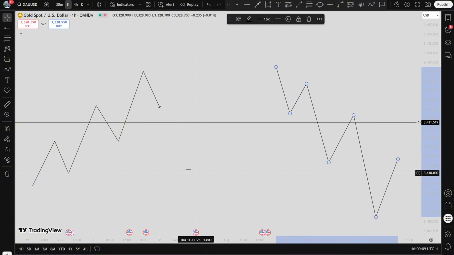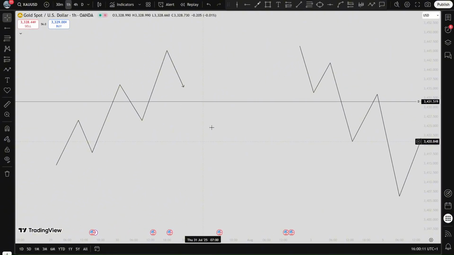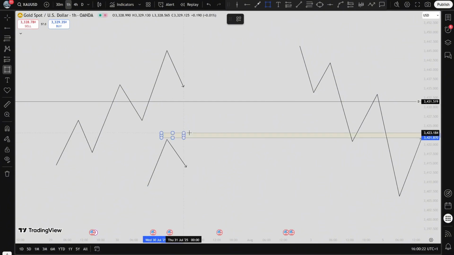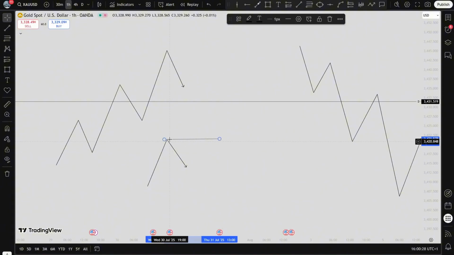Now, how do we take advantage of these market conditions? Let's say price is heading to the upside. We have a series of higher highs here and a higher low. I'm going to use a trend line here. So let's say this is our resistance zone right now.